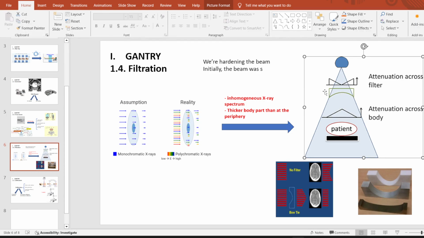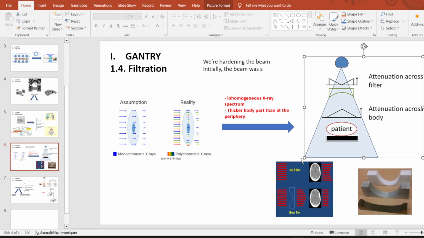So this is a bow tie filter, and you can see the attenuation across the filter, because the outside is thicker than the middle. So the attenuation of the bow tie filter on the outside is higher than in the middle. Simple, right? And you can see that attenuation across the body on the outside will be smaller than here. Why? The outside peripheral body part is thinner than the middle part.